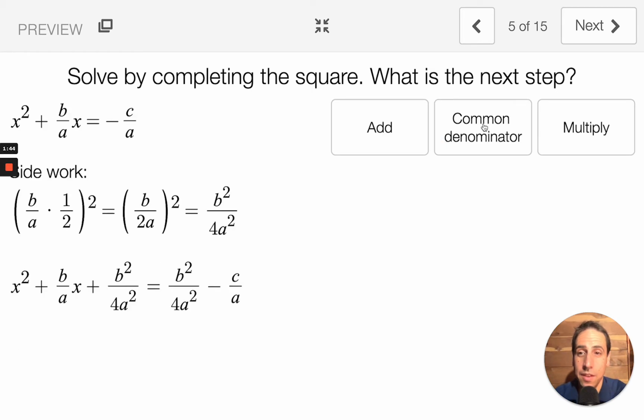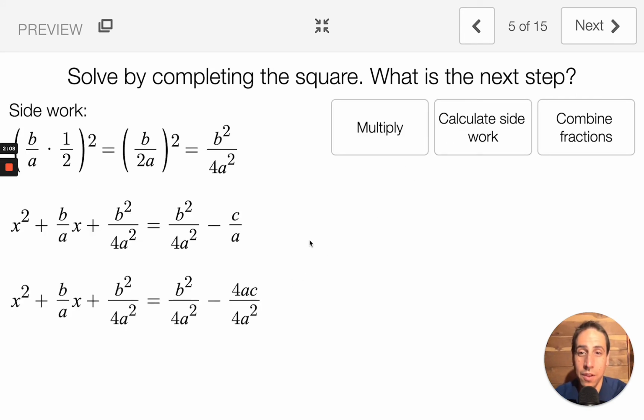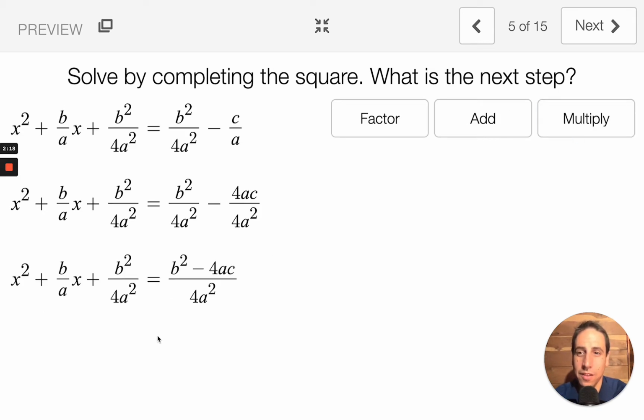All right. So here we've added b squared over 4a squared to both sides, and I think what I want to do next is combine these two fractions. And in order to do that, we have to get a common denominator. The common denominator is going to be 4a squared, so we have to multiply both the numerator and the denominator of this tiny little fraction by 4a. If we do that, we get 4ac over 4a squared. And there it is. Now we've got common denominators. We can combine fractions together. And there it is.